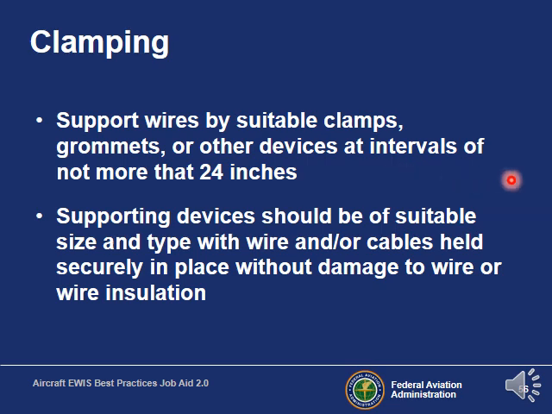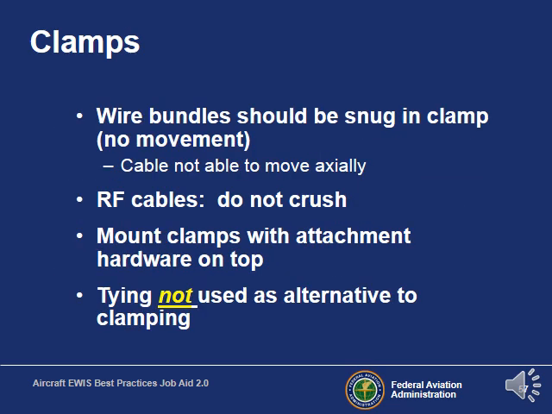For clamps, we want to make sure that they're not more than 24 inches apart. In addition, the clamps need to be the right size. If the clamps are too big, then the wires aren't going to be properly supported. If the clamps are too small, the wires could be crushed. When you're mounting the clamps, this third point talks about mounting the clamps with the attachment hardware on top. And this last point says that tying is not an alternative to clamping.